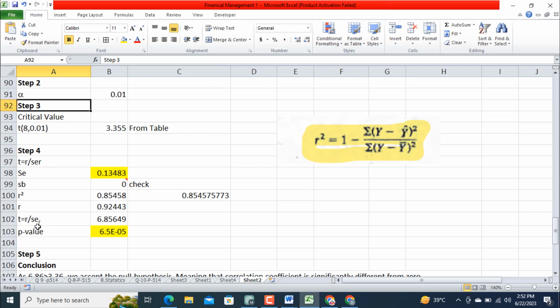Now T is equal to r over SE, which is equal to 6.853. So how do we get this value? We divide the r value by the SE of r. So 6.851. For the p-value we are going to use the Excel formula, T.DIST.RT, select this value, comma, degree of freedom 8. So we will get this value.